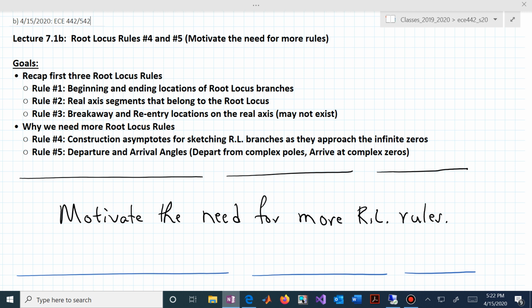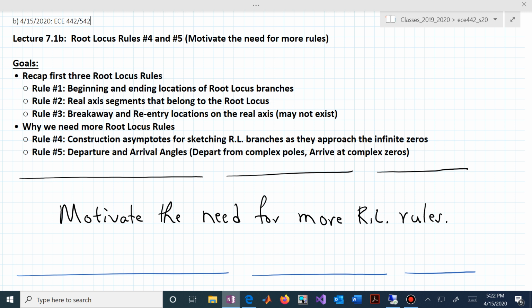If we have complex poles and our root locus starts on the poles, at what angle does that branch leave that complex pole? That's the departure angle. If we had complex zeros, at what angle does the root locus branch that's terminating on that finite zero arrive at that zero? That's the arrival angle.